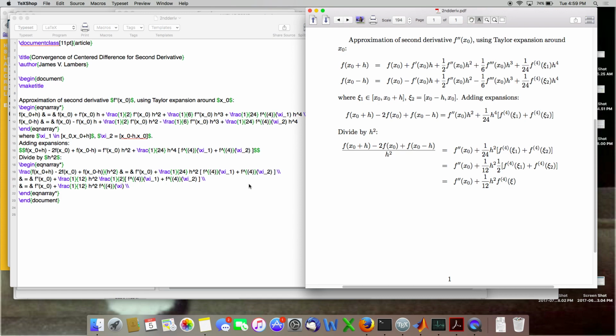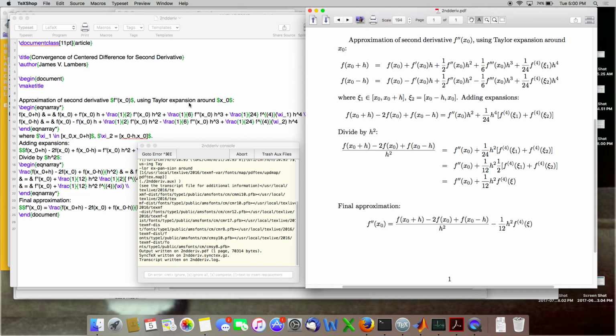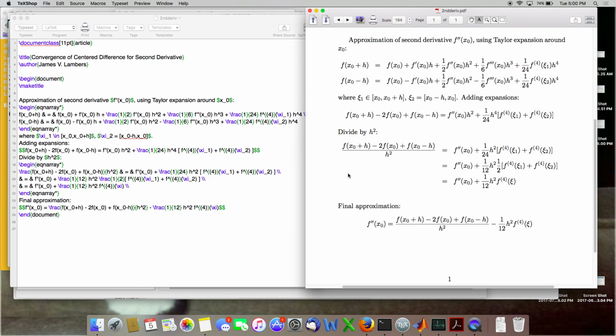So now what I can say, if I just rearrange this, is that the second derivative at x0 is equal to my approximation, which I'll just paste from over here, minus this expression. I have to move it, so I'm moving it to the other side. I want the exact value by itself. Okay. And what we have here is, here's my exact value, this is my approximation, this is my error. The error is proportional to h squared.